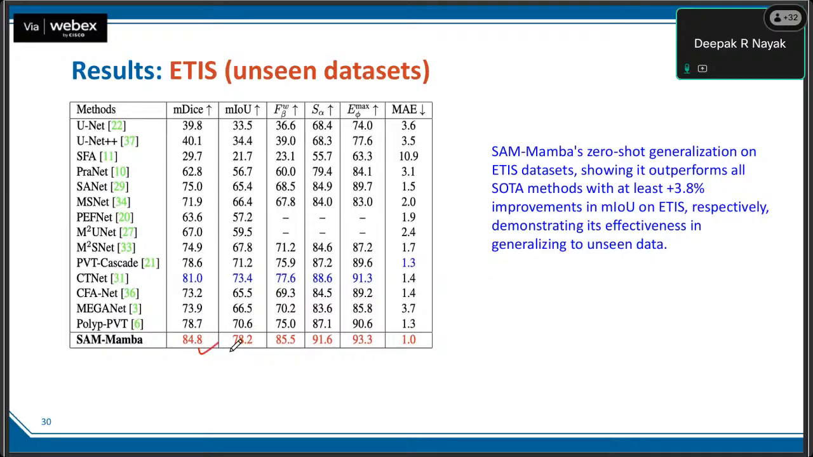The results are really high compared to the other state-of-the-art approaches. You can see in terms of Dice score, and in terms of MAE, that's the error, so it should be minimum, which is why we've used a down arrow over here. This value has to be minimum, and the rest of the values have to be maximum. You can see the maximum values are obtained by our approach only. I'll also show you a couple of qualitative results where you can further verify the effectiveness of the proposed SAM Mamba model.